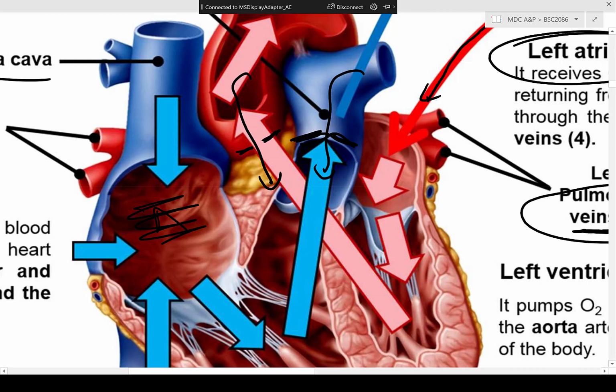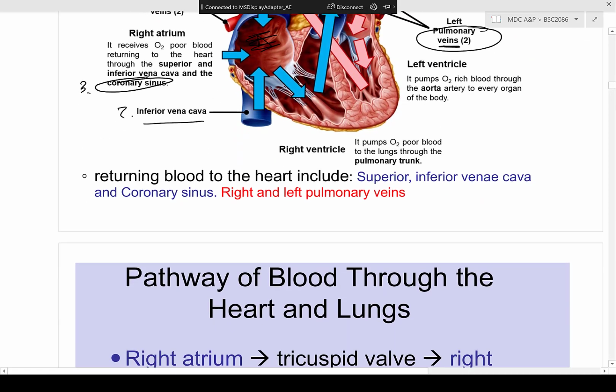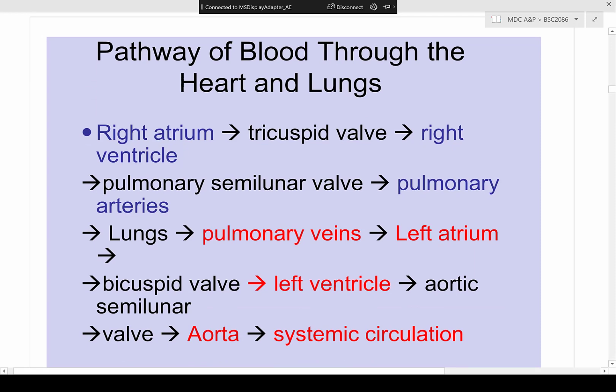We call this a what? What are you supposed to hear when you auscultate your patient? You're supposed to hear a murmur. Again, that's not a normal heart sound. So that's the pathway of blood.